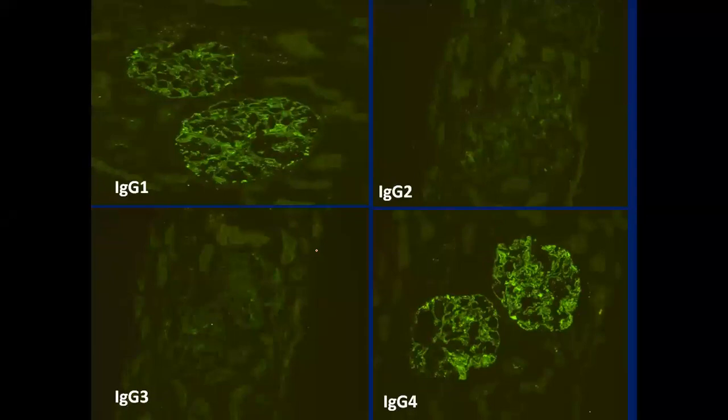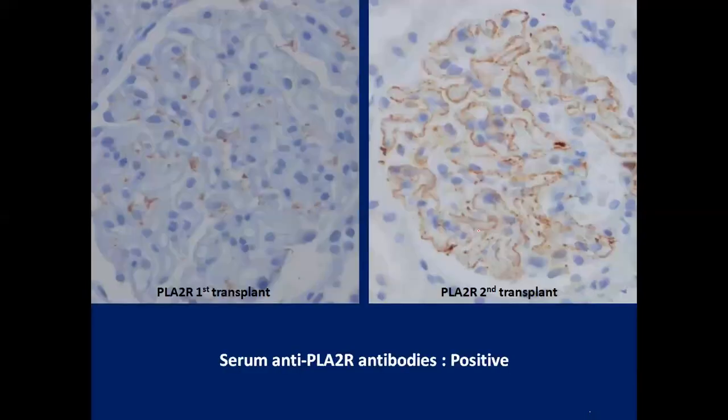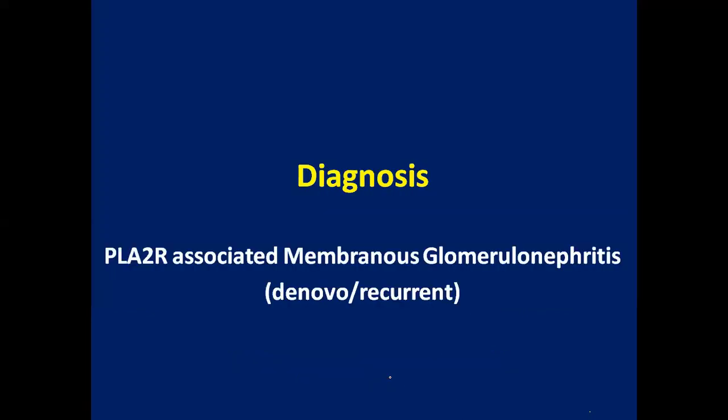We did IgG subclasses. There was IgG1 and IgG4 staining, and IgG4 was stronger. We did PLA2R on both the first and the second transplant, and we realized that the PLA2R staining intensity was very strong in the second transplant, but it was there in the first transplant also. Serum anti-PLA2R antibodies were positive. So the first graft loss was not due to membranous. It was due to plasma cell rejection.